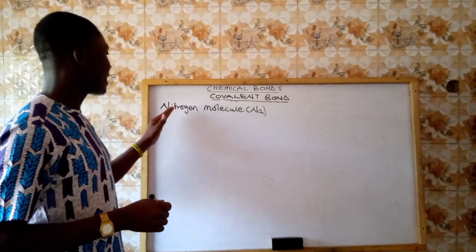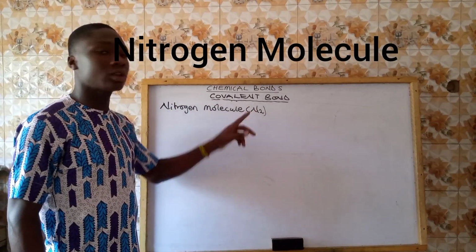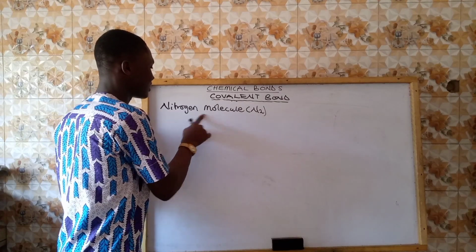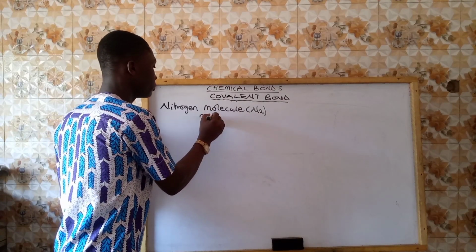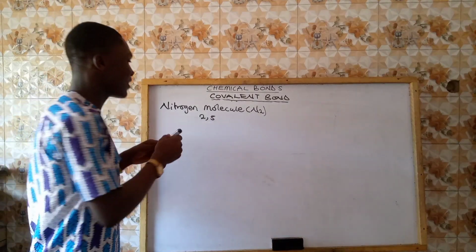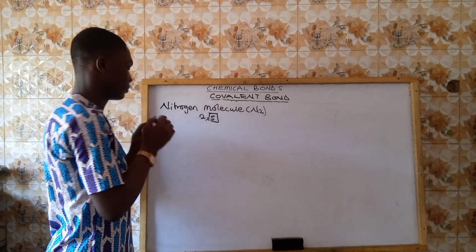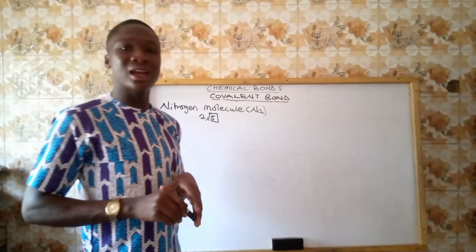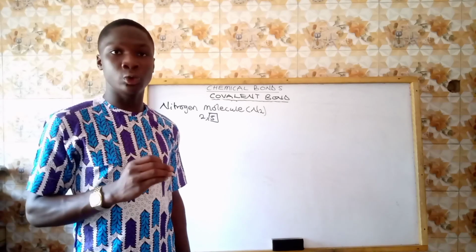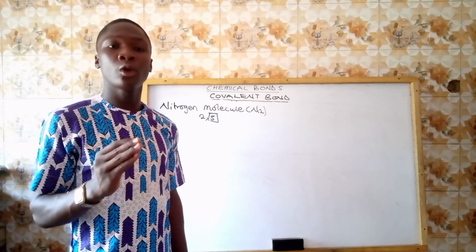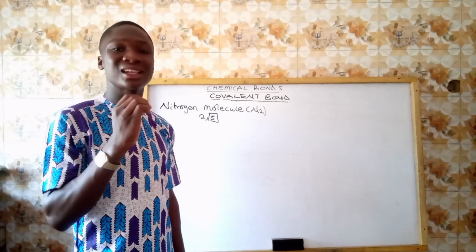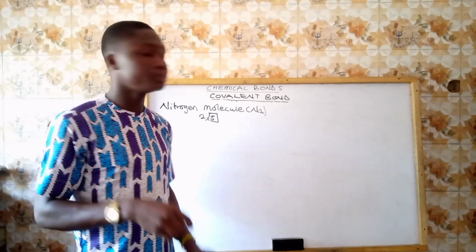Let's check the nitrogen molecule. It has 2 atoms of nitrogen. So let's write the configuration. It's number 7, so you get 2, 5. So nitrogen has 5 electrons in the last shell, but it has to get 8 electrons in the last shell to fulfill the octet rule, which says that for an atom which has more than 1 shell, it has to get 8 electrons in the last shell for it to become stable.